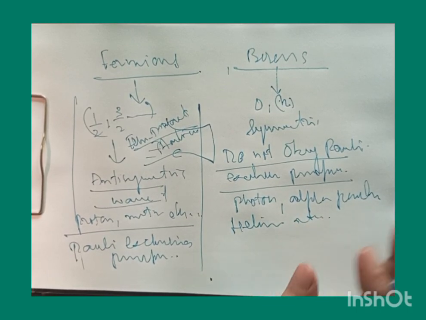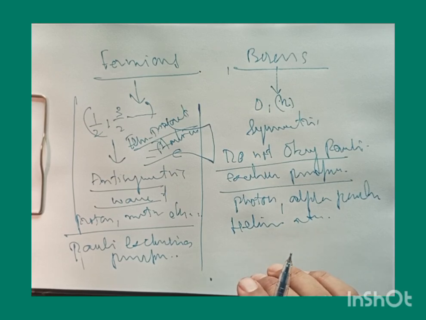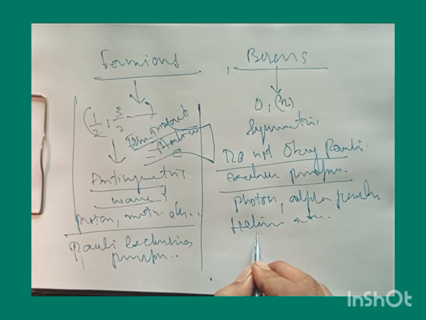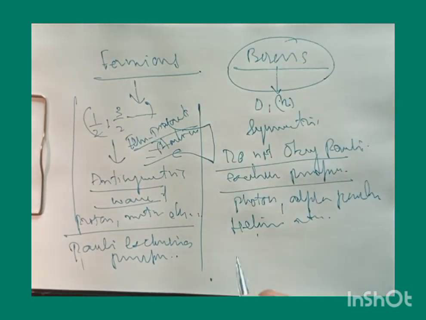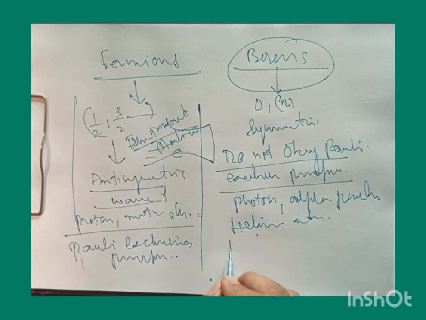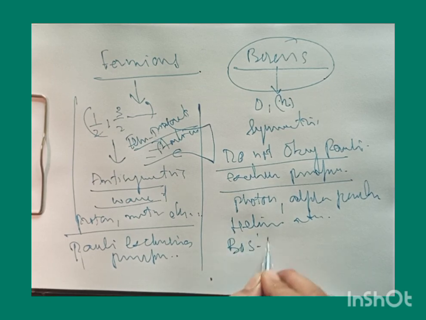And they do not obey the exclusion principle. We call these particles bosons. Why do we call them bosons? Because they obey the statistical distribution that's governed by Bose-Einstein statistics.